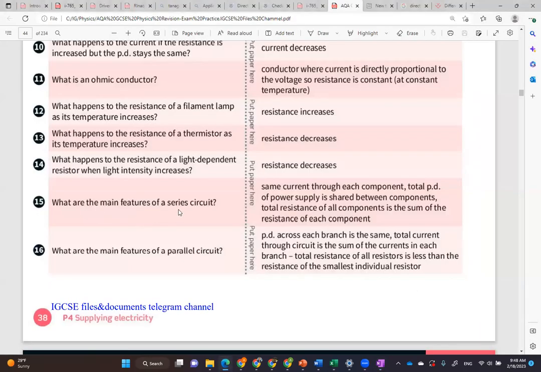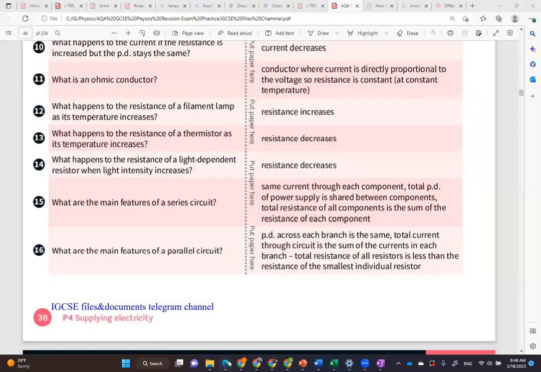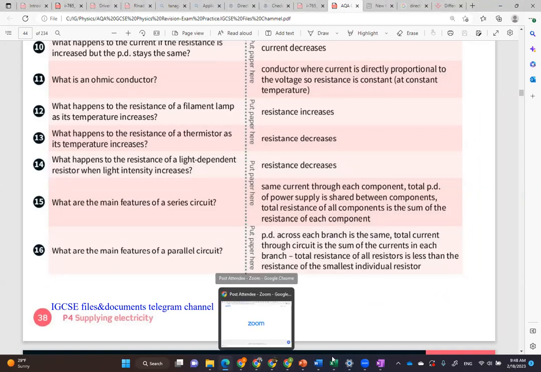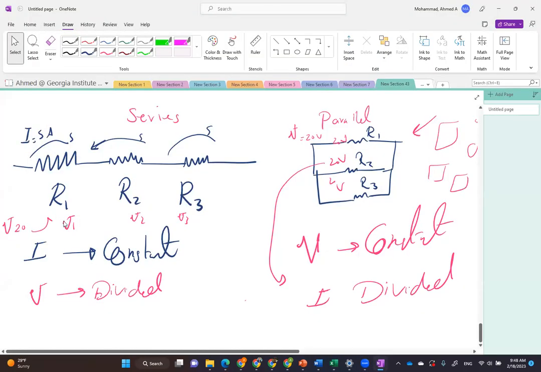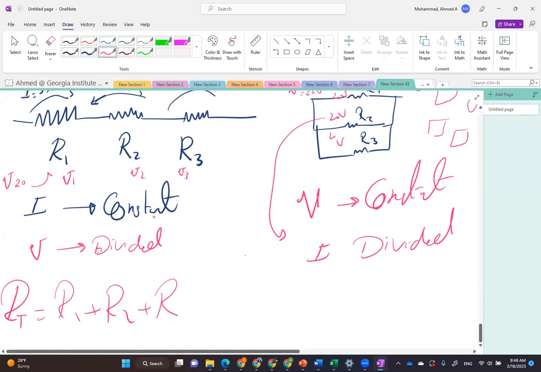Okay, we're going to go back to the last two definitions now. What are the main features of a series connection? Same current through each component. If you understand this, the statement is going to be very clear. Total potential difference of the power supply is shared between components, as I mentioned here. The total resistance, R total, is going to be R1 plus R2 plus R3.